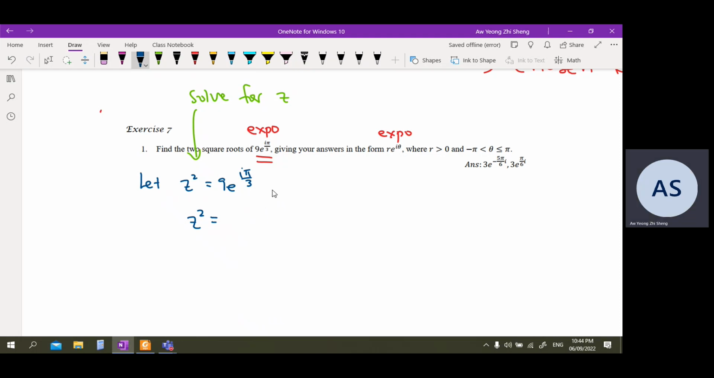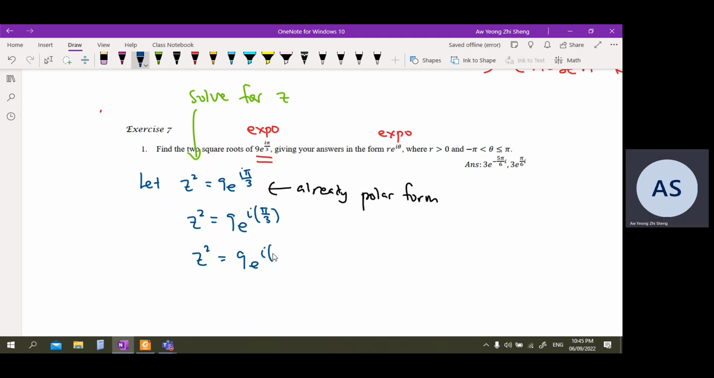So first, step 1 is not needed. Step 1 was originally to convert the complex number from Cartesian to polar form, but this number is already in polar form, so there's no need to do conversion. I will proceed to step 2, or maybe before step 2, I will just write it in this form so that it's more obvious that the argument is pi over 3.